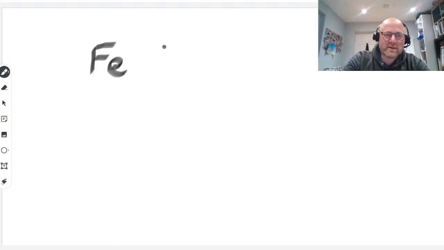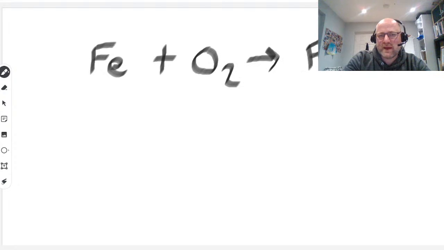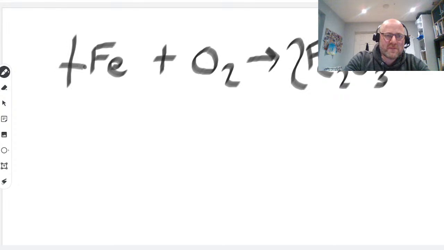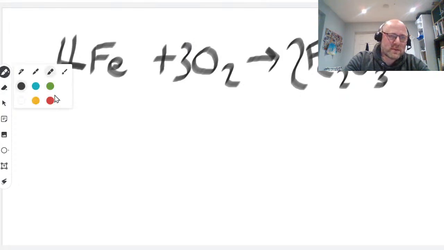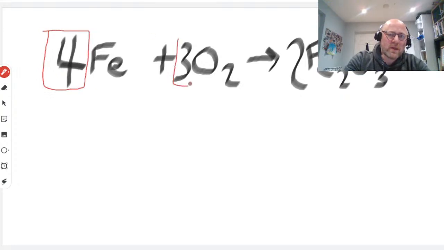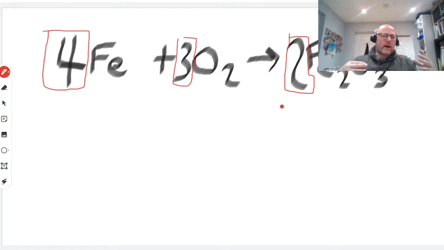Right, let's do one that is definitely okay. So iron plus oxygen goes to Fe2O3. This is a bit better because the ratio is not going to be straightforward. I need two lots of that, so I need a 4 here and a 3 here to balance. I'm just going to circle these. These are the coefficients, or you can just call them the ratio numbers. They're balancing numbers, but in a mole question, these are just for working out ratios, okay?